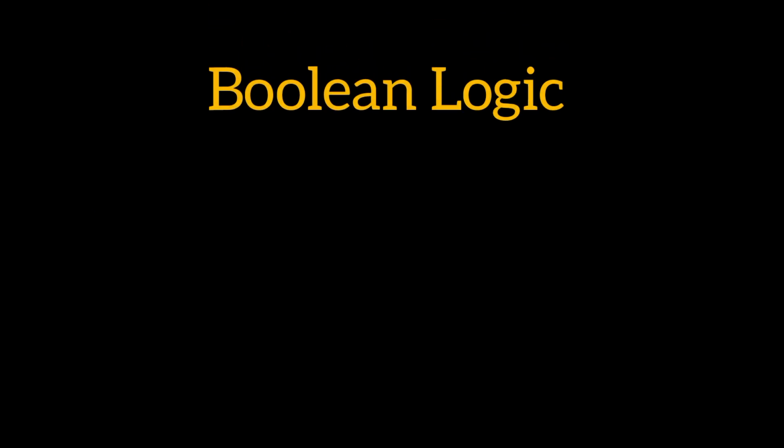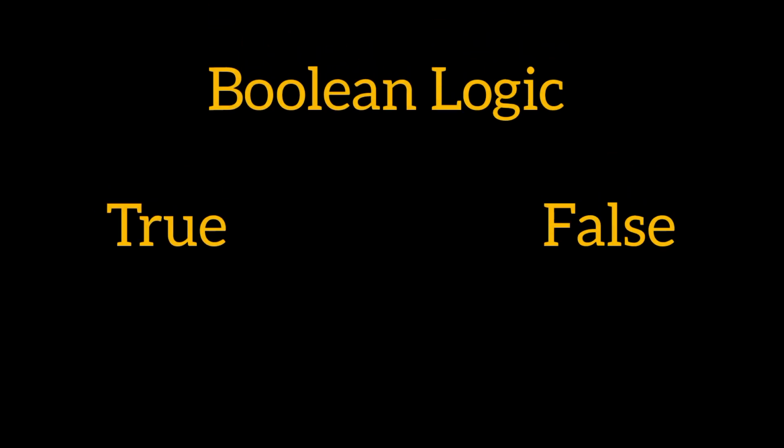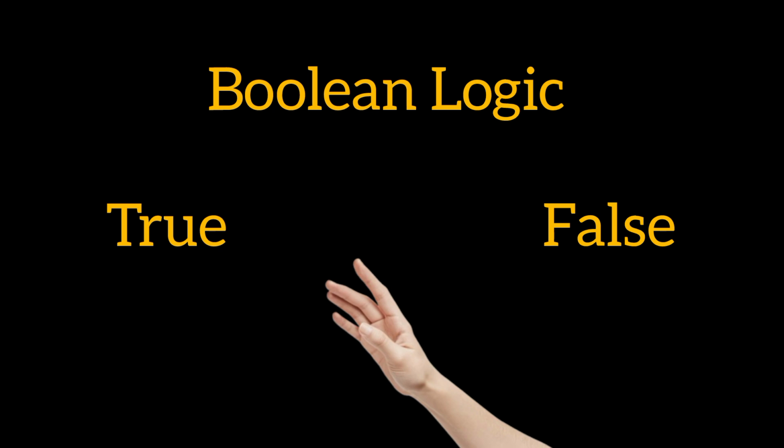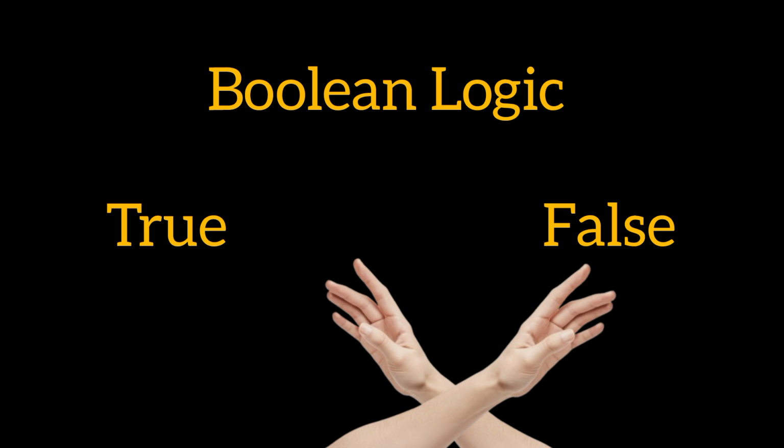Boolean logic. This is more of a true or false statement. When you're coding, if a certain action is true, take this action. If it's false, take this action. That's all about Boolean, true or false.